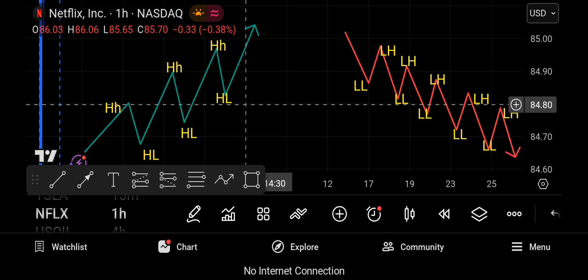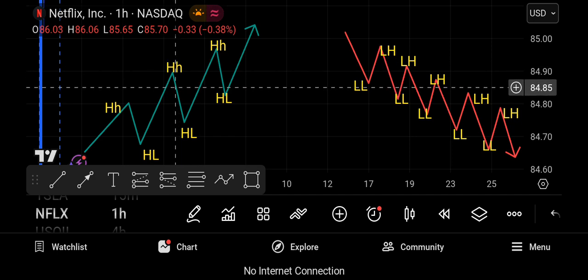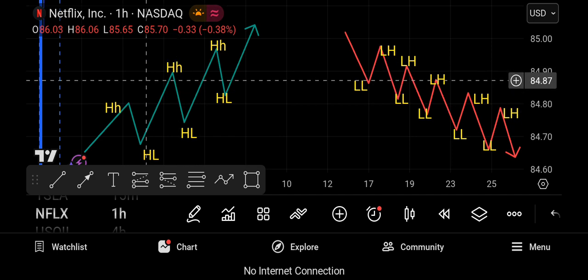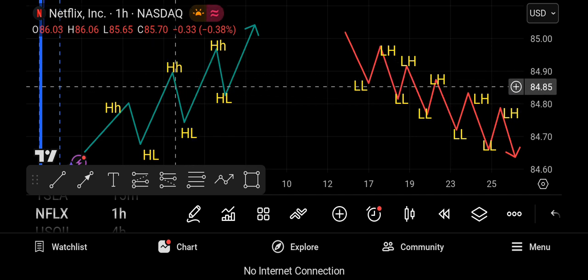Now, if you understand the basics of market structure in an uptrend, it simply means that if the market is breaking structure to the upside like this, the market is in an uptrend.